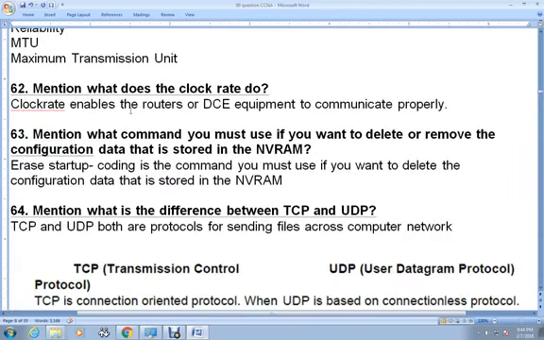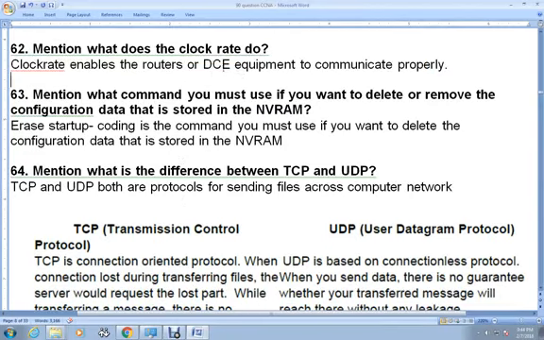Yes, next question, mention what the clock rate does basically. So clock rate enables the router or DCE equipment to communicate properly. So we have to enable this on the router interface also. Mention what command you must use if you want to delete or remove the configuration data that is stored in NVRAM. So I have already told you, erase startup-config is the command to erase NVRAM.